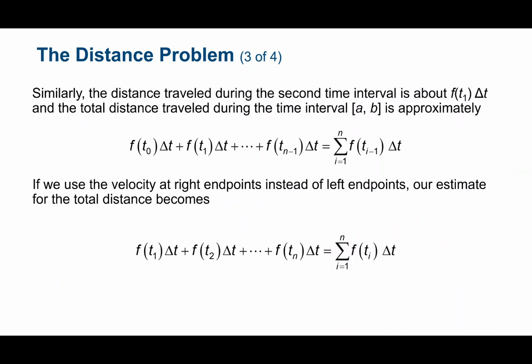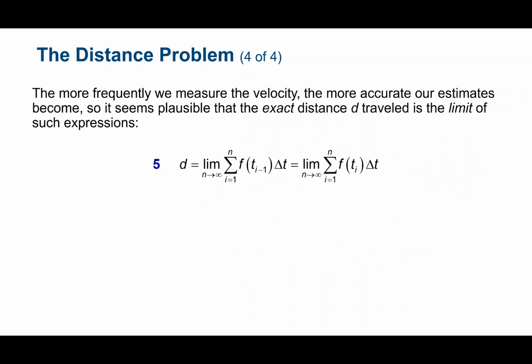We could write all those velocities times their time intervals in sigma notation, using either the left or right endpoint, so we get slightly different sums. But then we can take the limit. Whichever one we take the limit of, we'll get the same answer. And that answer is the actual distance traveled.